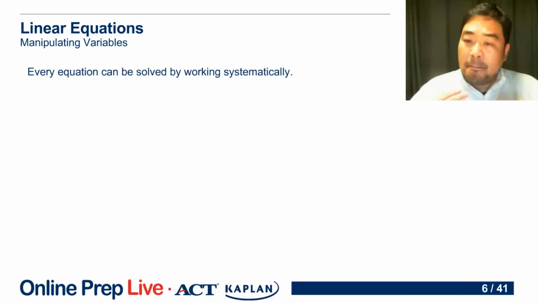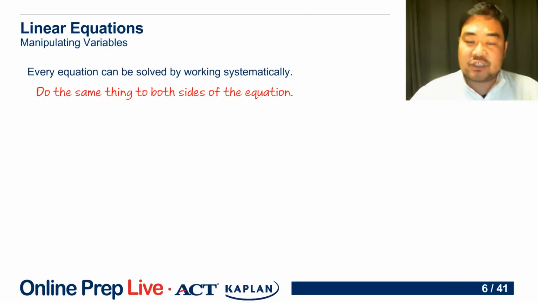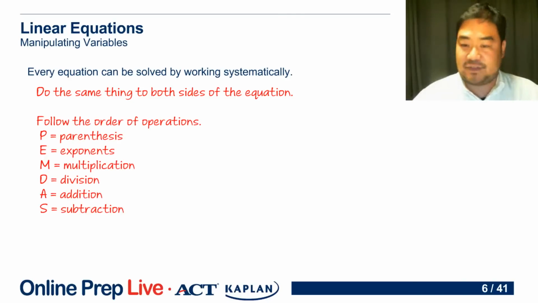So back to basics, just remembering the things that you've learned from way back in school so that you can go into this test confidently. First thing we want to recall is that every equation can be solved by working systematically. Whenever you are manipulating an equation, if you're subtracting 3 on the left side, remember to subtract 3 on the right side. Or when you're dividing by 2 on the left side, remember to divide by 2 on the right side. Do the same thing to both sides of the equation.